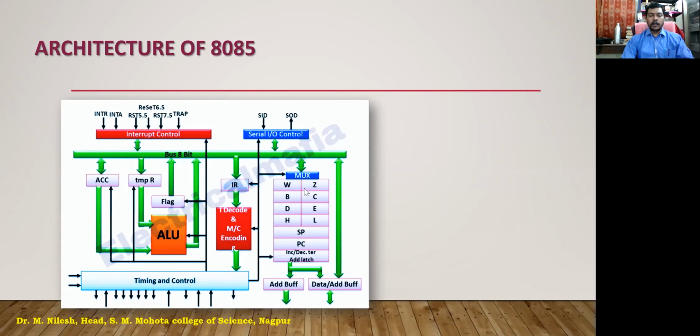So we have 6 general purpose registers. They are 8-bit registers: B, C, D, E, H, and L. B and C are a default pair. These can be used as pairs, so we have BC, DE, and HL. As I told you, HL is specifically used to store the address of the memory.